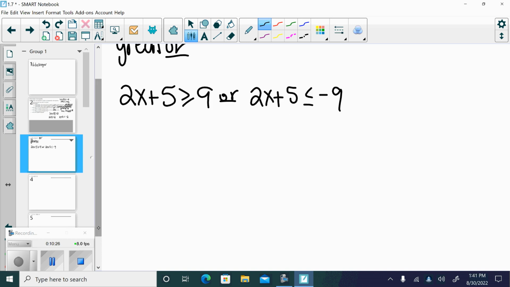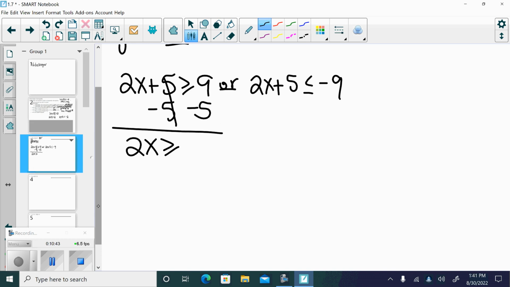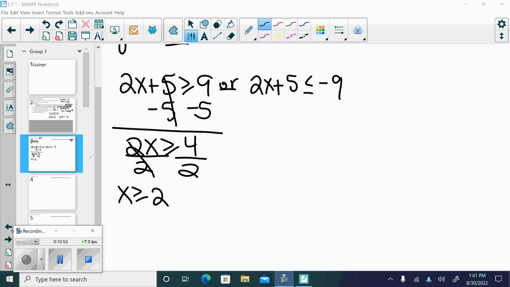Okay, so just like an equation, we got to get x alone. So for 2x plus 5 is greater than or equal to 9, I need 2x by itself. So what do I need to do with that 5? Subtract. Yep. Perfect. So 2x is greater than or equal to, what's 9 minus 5? 4. Divide both sides by 2. X is greater than or equal to 2. So that's my first one. We'll deal with the graphing in a minute.